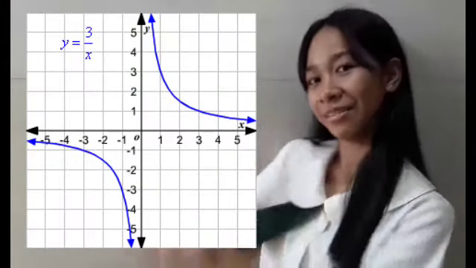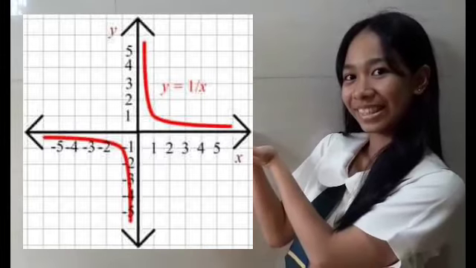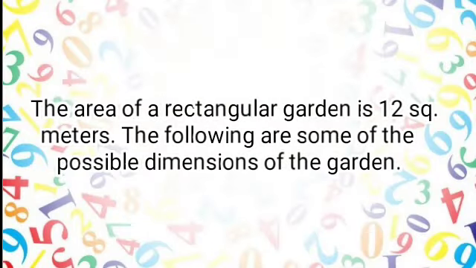And this is an example of an inverse variation graph. In inverse variation, we may encounter graphs. So in this topic, how will we use graphs? And how will we understand them? And how is it relevant to the topic? To give a simpler explanation of the topic, let's use this example. The area of a rectangular garden is 12 square meters. The following are some of the possible dimensions of the garden.